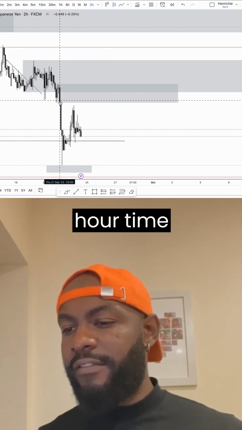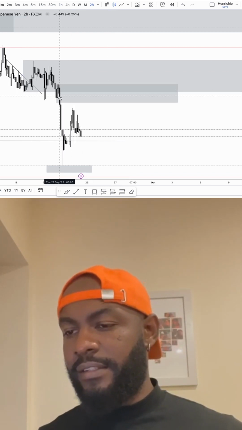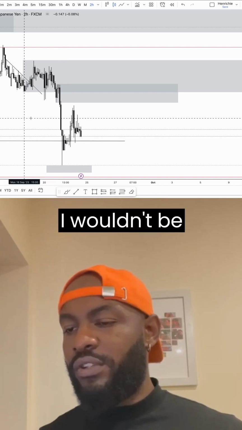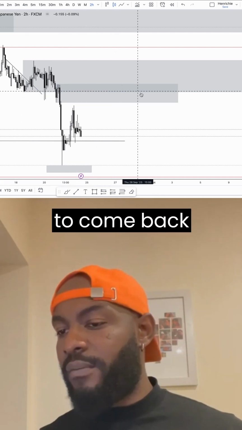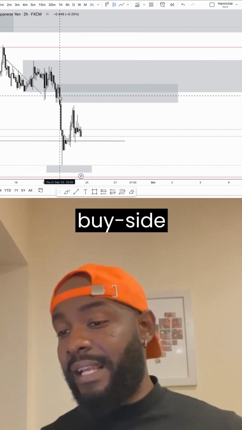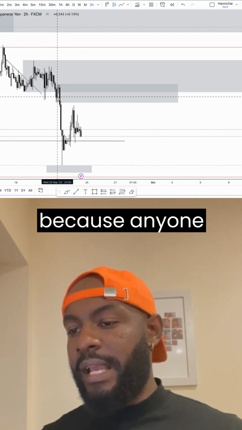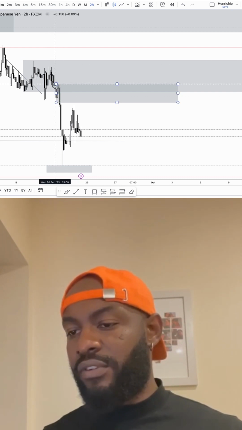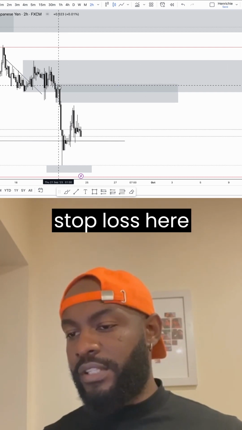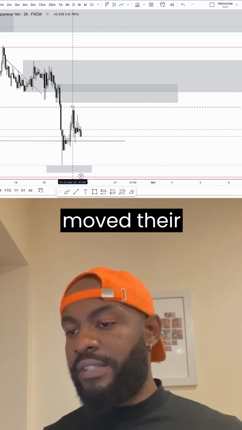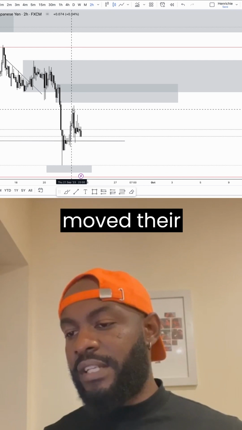On the 2-hour time frame, you can see this fair value gap right here. You can see a fair value gap right here. So I wouldn't be surprised to see the market want to come back up to run some buy side liquidity, probably fill this fair value gap or the high, because anyone who was selling this would have moved their stop loss here. They would have trailed their stop loss here, or even right here. They would have moved their stop loss, definitely moved their stop loss right here.